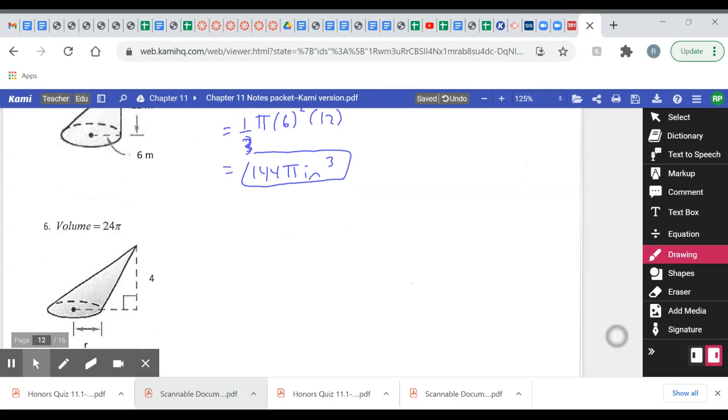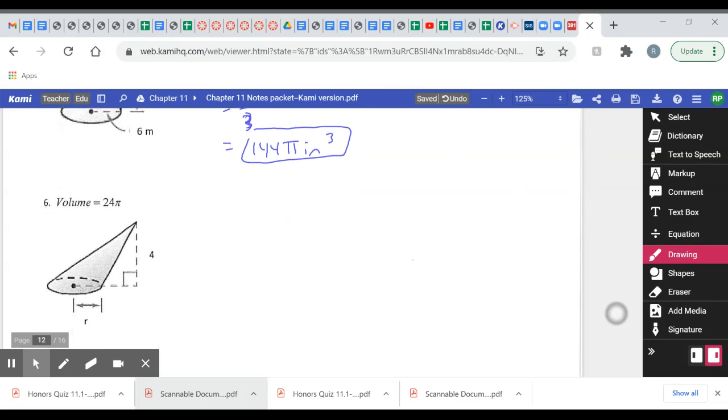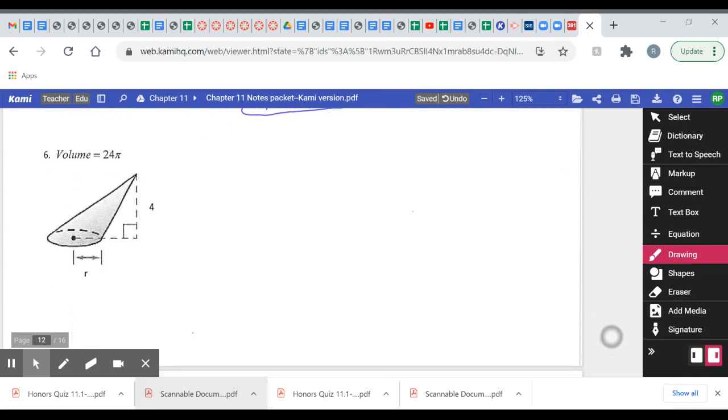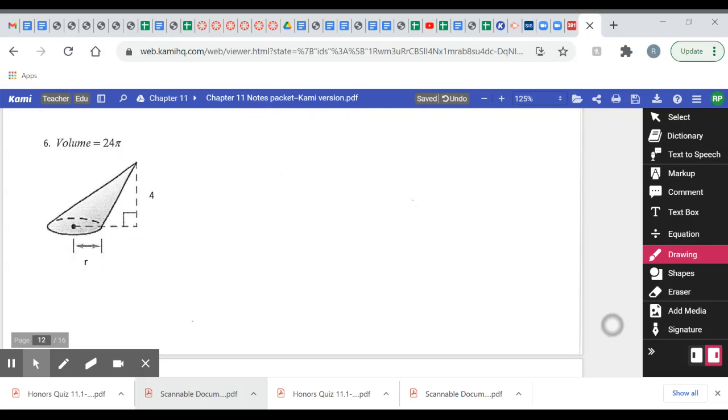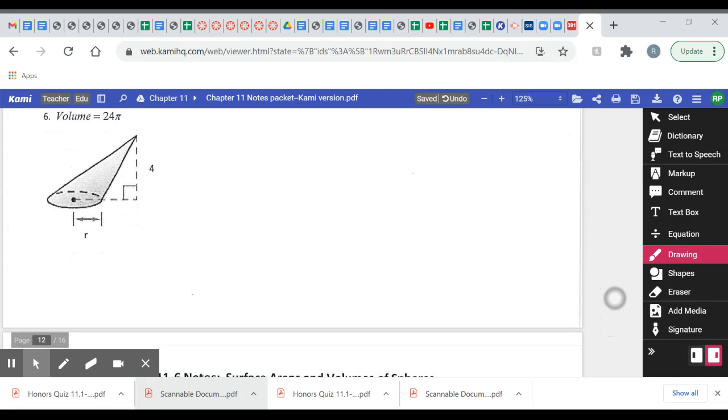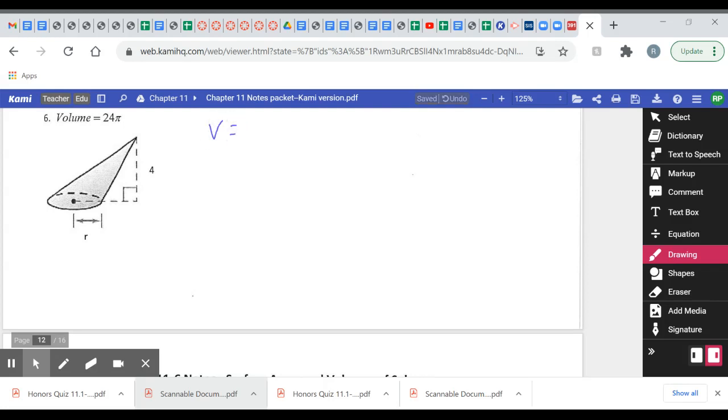All right. And then on number 6, keep in mind on some of the cone problems, you could have to use the Pythagorean theorem. There weren't any like that here, but that could be necessary. On number 6, they're giving you the volume and they're asking you to find the radius. If that is the case, you are going to write down the formula you're using. Since it's a cone, we've got 1/3 pi r squared times the height. And you're going to plug in what you know and solve for the thing that you don't know.